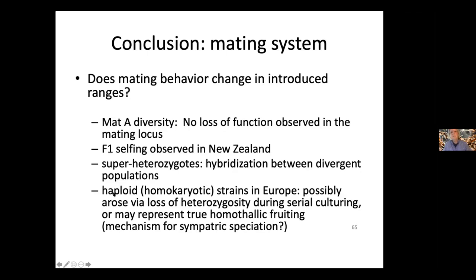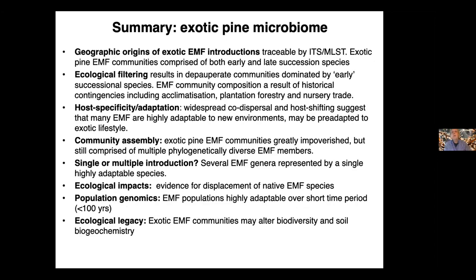And then finally, these haploid strains from Europe, we don't know what their origins are, but one possibility is that they may represent a form of homothallic fruiting. And that's something that Sarah Branco and our European collaborators are exploring. So I'm just going to summarize here. First of all, we can begin to trace the geographic origins of these exotic fungal introductions using ITS sequencing.